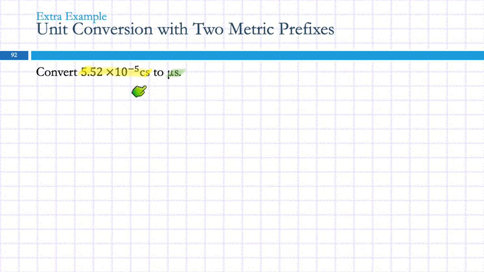So these are both a kind of second, right? This one has a prefix, and that one has a prefix, and that tells me my path is going to have 2 steps. I'm going to go 5.52 times 10 to the minus 5 centiseconds. I'm trying to get to microseconds. And the one in the middle is a naked second, right? It's just a second all by itself.